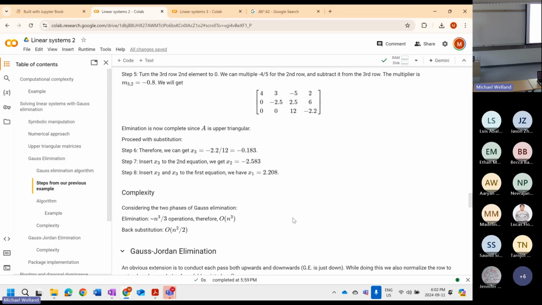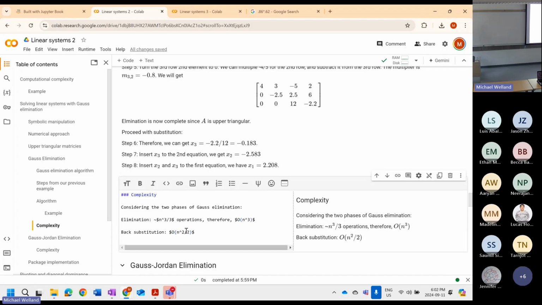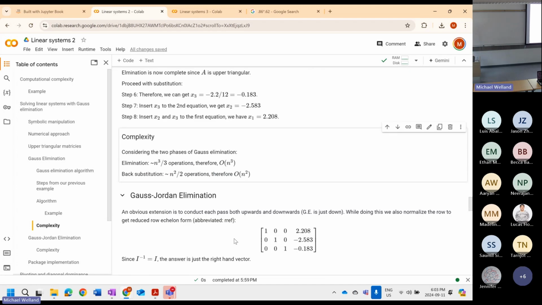Okay? The two phases of the Gaussian elimination: here's where I go back on what I said about big O notation. The number of operations is roughly n cubed over 3. Which means it's order n cubed, but we're actually going to need that n cubed over 3 in a second. The back substitution is n squared over 2. Actually, I wouldn't say this. I should have said around, sorry. Okay. There we go. Order n squared.